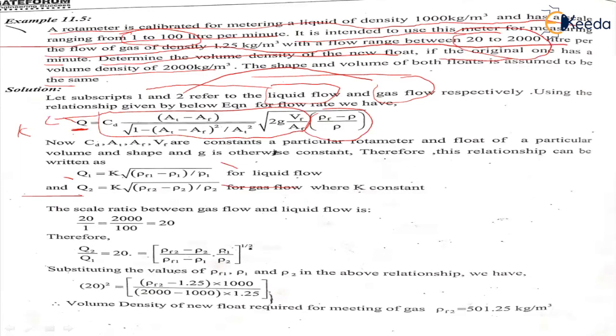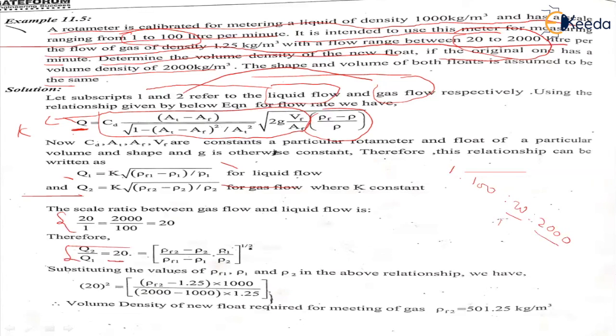Here one range is 1 to 100, and the other is 20 to 2000 liters. That means 20 to 1, so you have to take the proportionality equation by this. Then you are going to get Q2 by Q1, where Q2 is for gas flow. That's the reason I have done this. Then Q2 by Q1 is 20.